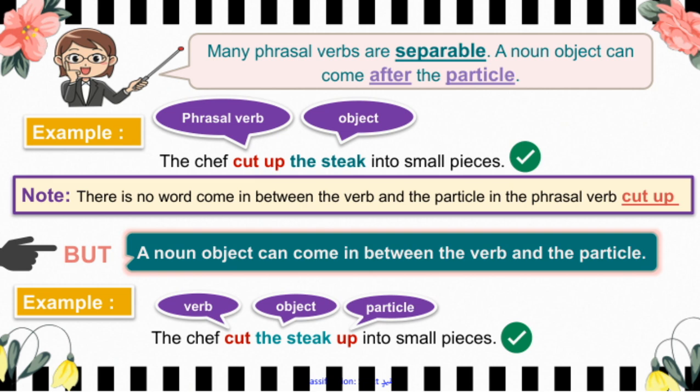Understanding whether a phrasal verb is separable or non-separable helps us use them correctly in sentences and makes our communication clearer. This concept is fundamental as we explore how particles and objects interact within phrasal verbs, which is a key part of mastering English verb structures.